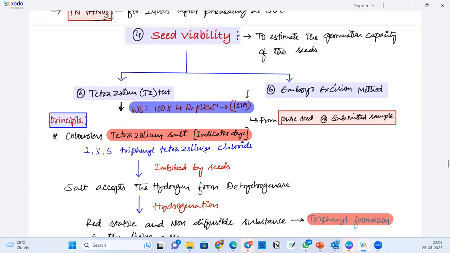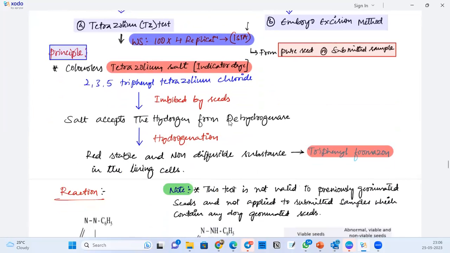The principle is that the colorless tetrazolium salt, if imbibed by the seeds that are respiring, will accept hydrogen from the dehydrogenase enzyme. So it undergoes reduction, which converts the salt into a red, stable, non-diffusible substance called triphenyl formazan. This colorless salt is converted into triphenyl formazan only because of the activity of the dehydrogenase enzyme. If there is enzyme activity in the cell, only then will you see the change in color or the staining.